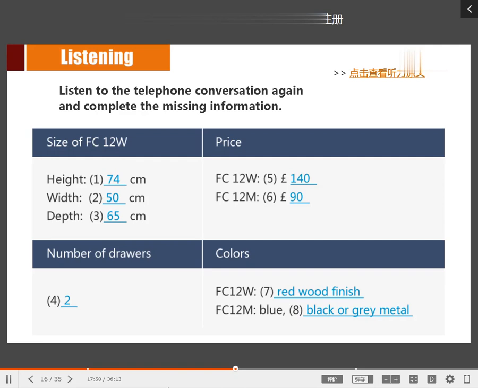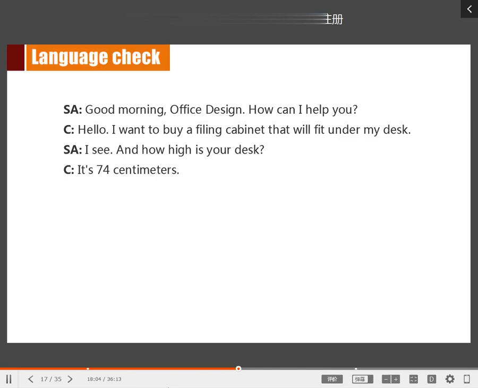So here, let's take a look at some phone etiquette and also some language points. So first of all, let's take a look at the first part of the phone conversation.